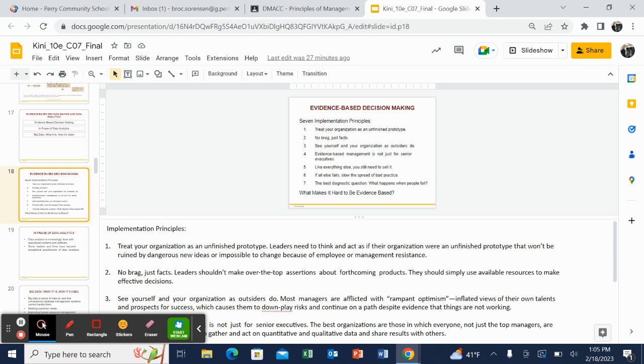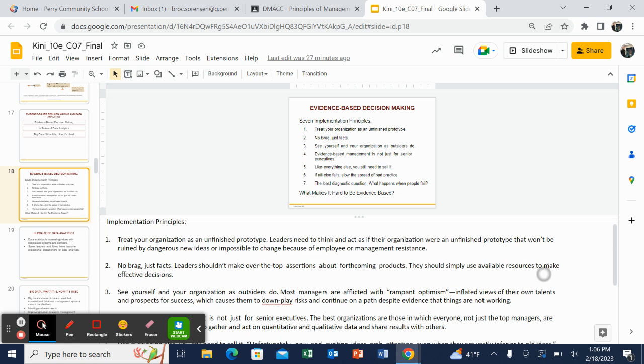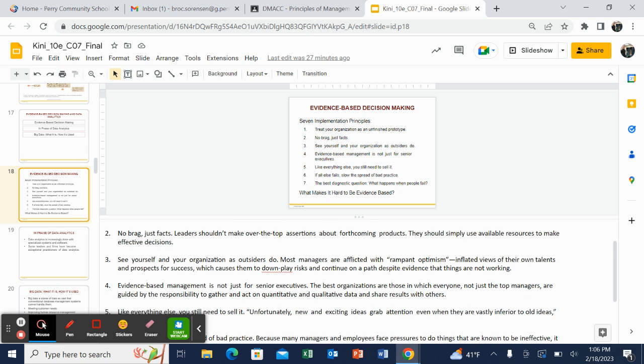No brag, just facts. So leaders shouldn't make over-the-top assertions about forthcoming products. They should simply use the available resources to make effective decisions. Number 3, see yourself and your organization as outsiders. So most managers are afflicted with rampant optimism, so inflated views of their own talents and prospects for success, which causes them to downplay the risks and continue a path despite evidence that things are not working. So, see yourself and your organization as outsiders do. So, basically don't buy the hype would be a good example of that.